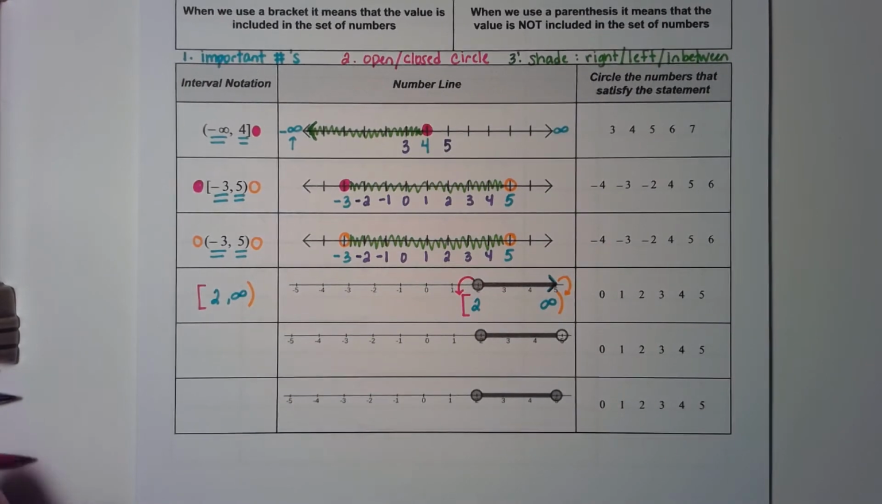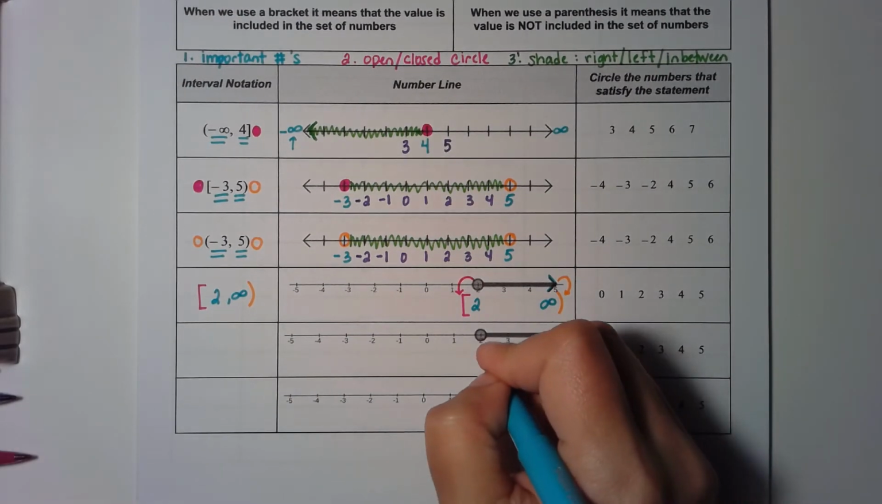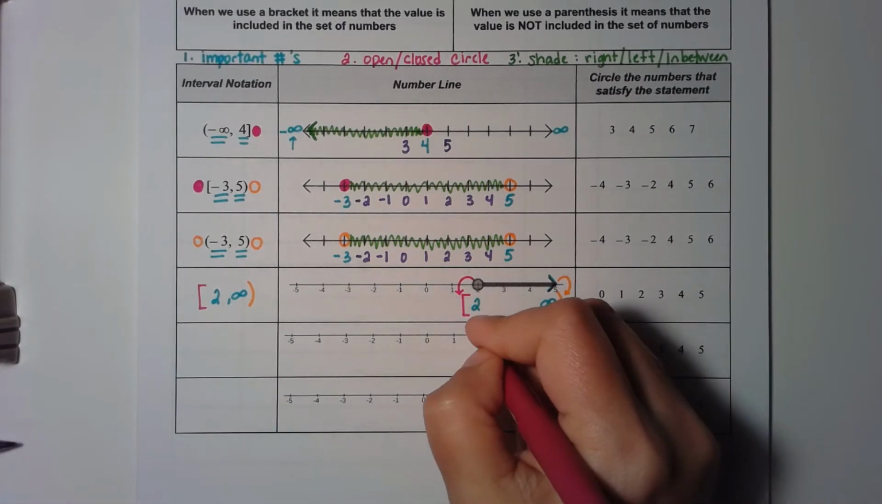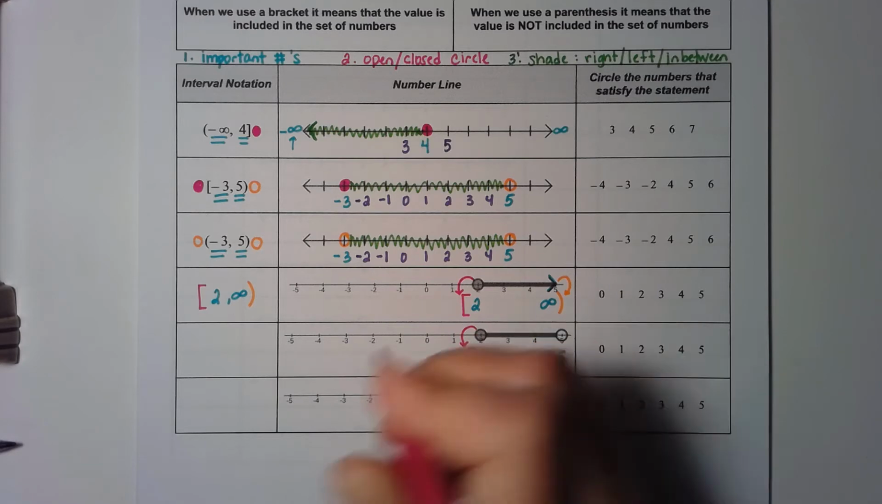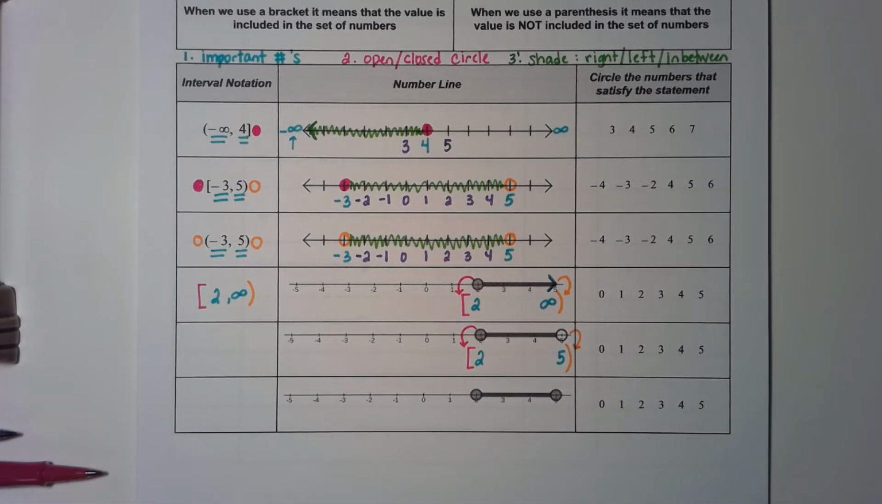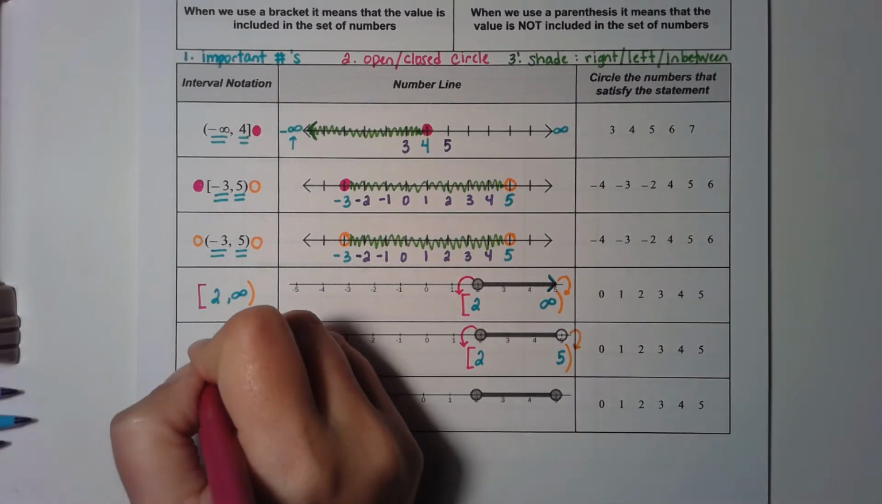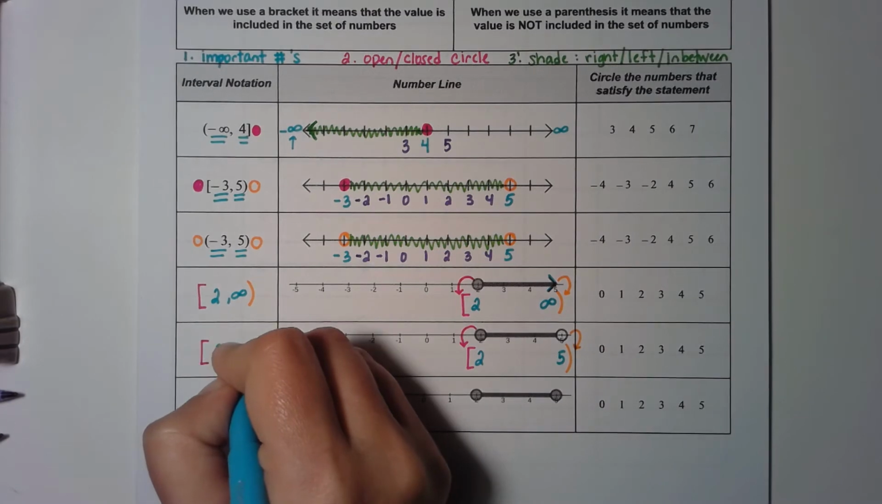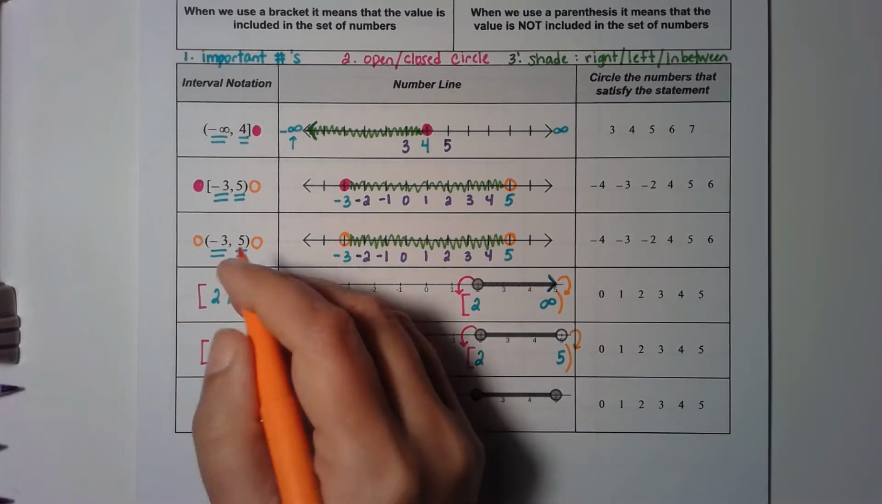On the next example, again, there are 2 important numbers. The 2 is first and the 5 is second. We've got a closed circle on the 2, so we're going to use a bracket, and we've got an open circle on the 5, so we're going to use a parentheses. When we write our interval notation, we're going to put bracket, then 2, comma, 5, and then parentheses.